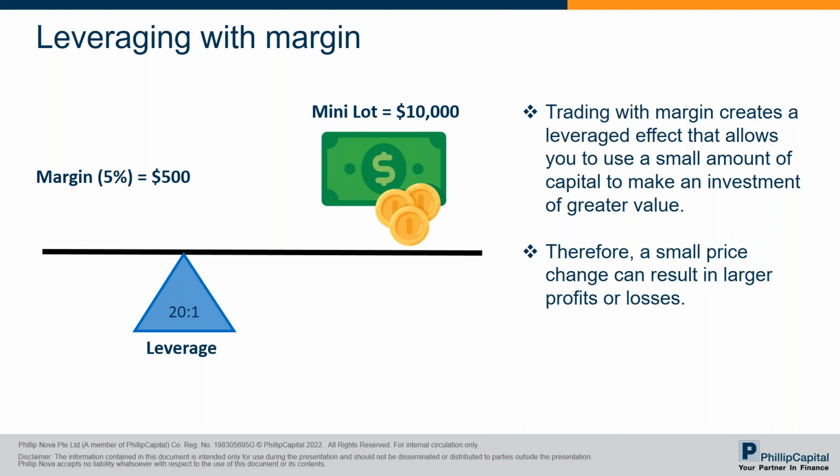You should also be aware that a small price movement can result in larger profit and loss. So it goes both ways. It magnifies your profits, and it also magnifies your losses at the same time. So Forex trading is actually a double-edged sword.